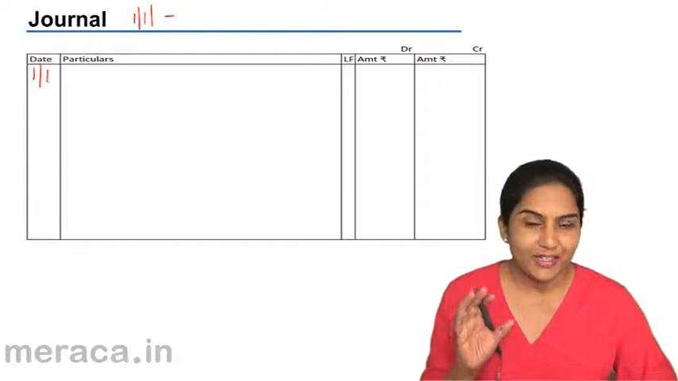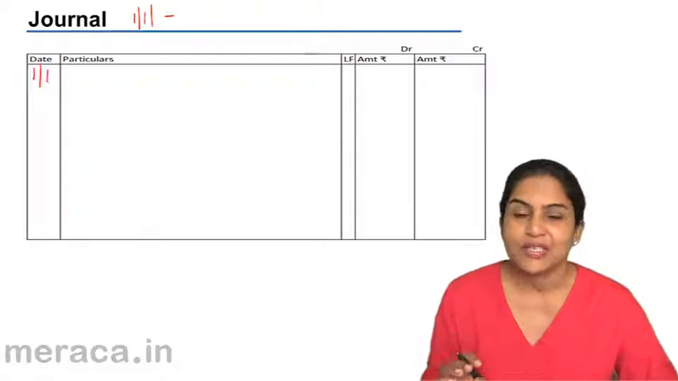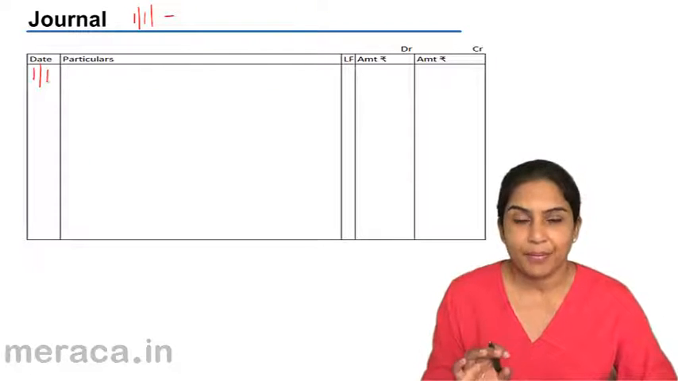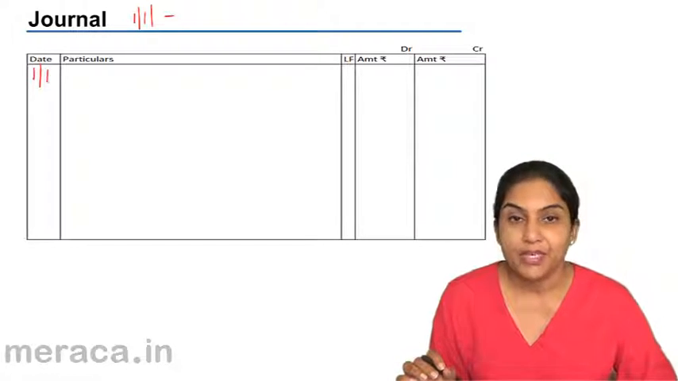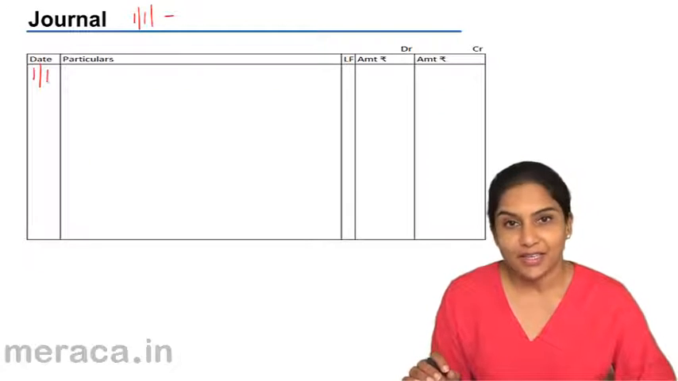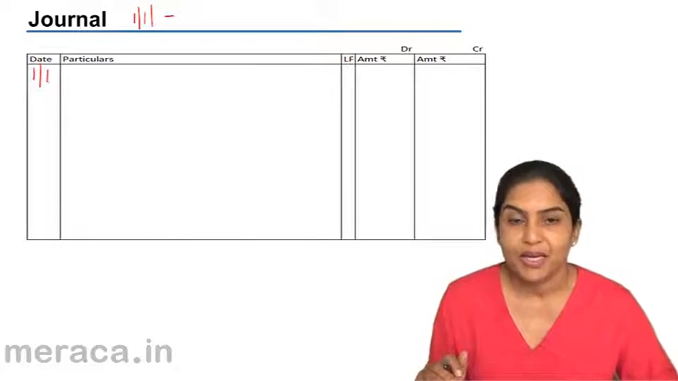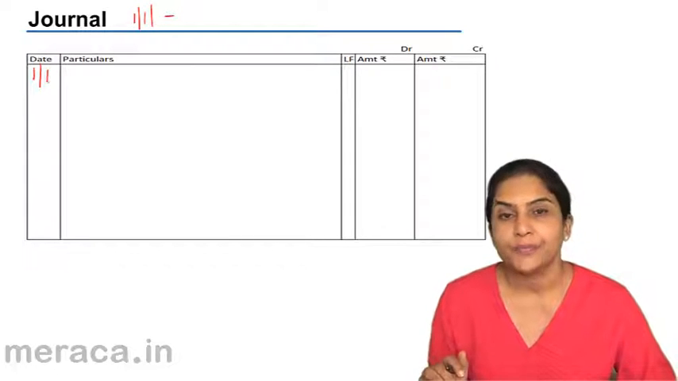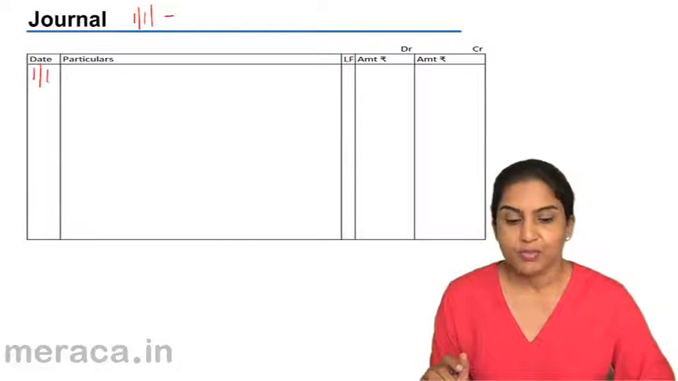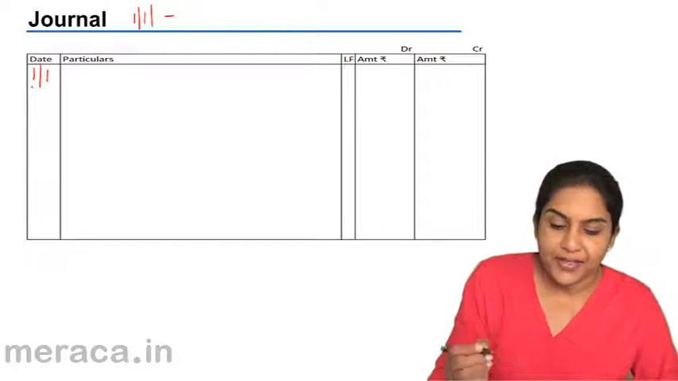We have already done the rules of journalizing. We said cash comes in, so we debit cash. We credit capital because debit the receiver, credit the giver. Since the giver is the proprietor, the owner who is giving us the money, cash account debit to capital account. This was the entry. So we filled in the date here.